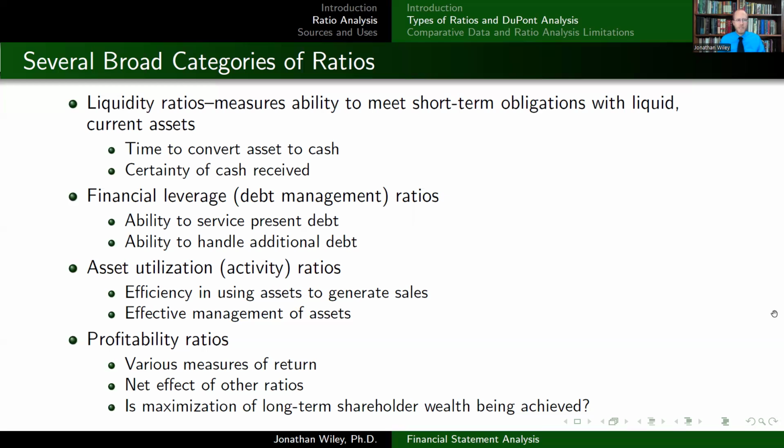The next category we're going to look at is financial leverage or debt management ratios. This is all about how much debt we have. Are we able to handle the debt that we have by making the payments and servicing it and so forth? It's all about whether I have the ability to service the debt that I've got, how much debt I've got, and what kind of ability I might have to handle additional debt.